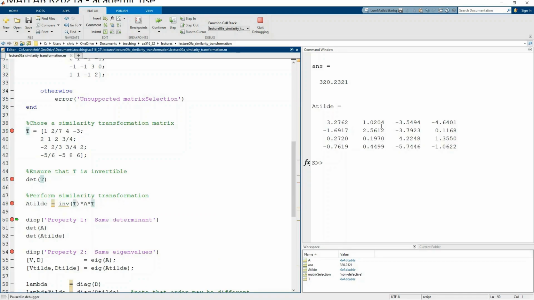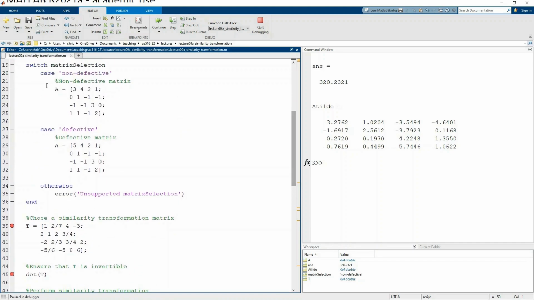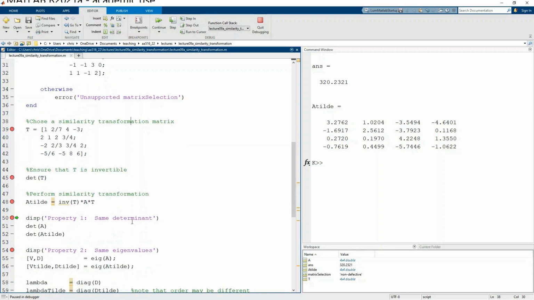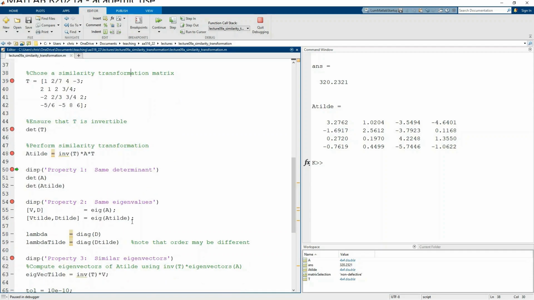So let's go ahead and do that, and as you can see, we get something totally different than what we started with, right? So here was A, and now here's A tilde. It looks completely different, but as we discussed on the board, a lot of these things are the same. 4 properties should be the same, and the 5th one, the eigenvector, should be very similar.